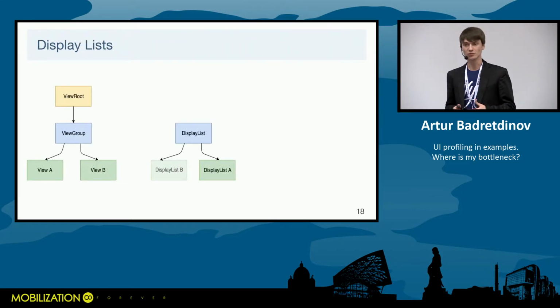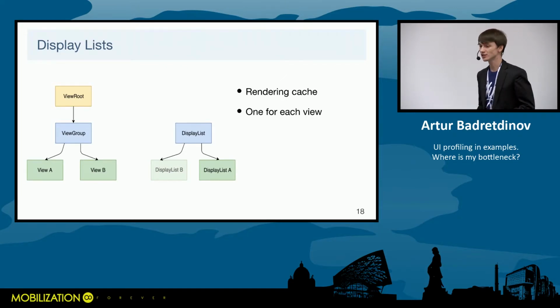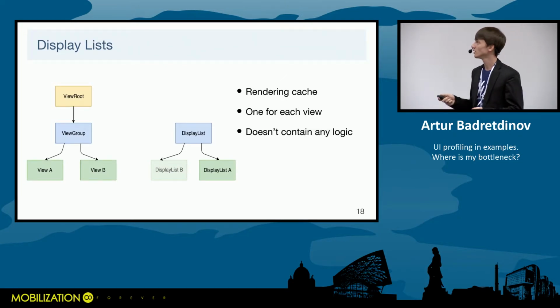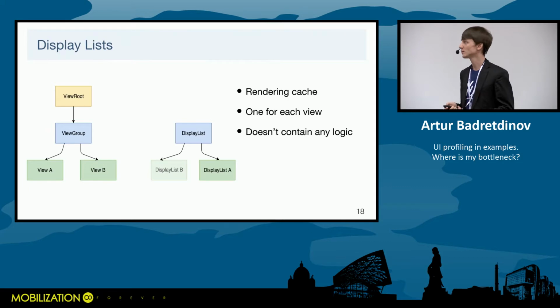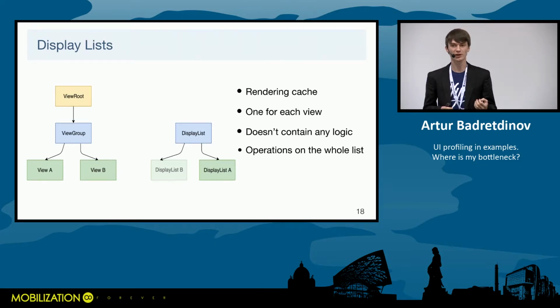And to be able to do it faster, there was a thing called display list that was introduced in Android 3. And actually, that's just a caching of already existing views, so you don't have to create them again and again. And that's a rendering cache. It exists one for each view, doesn't contain any logic, so it works pretty fast. And that's great, that you can do operations on the whole list if you enable hardware acceleration.